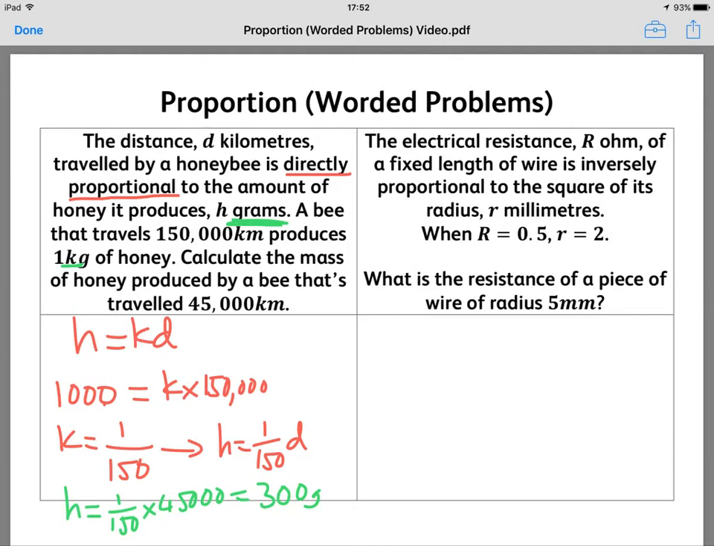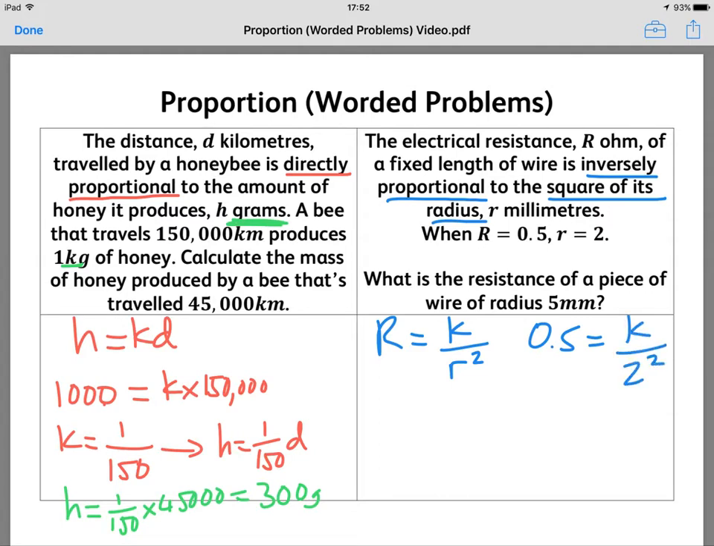Now the second one is slightly different. It says the electrical resistance, that's easy for me to say, R ohms, okay, of a fixed length of wire is inversely proportional to the square of its radius. So therefore, big R, and they do this occasionally, is K over little r squared. Alright, so when R is 0.5, okay, big R is 0.5, okay, we get K over 2 squared. So that means K is 2. Oops, K is 2, there we go.